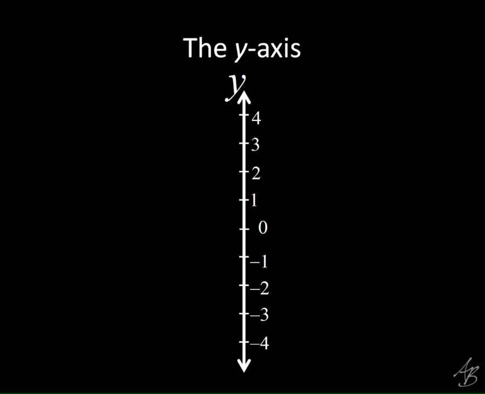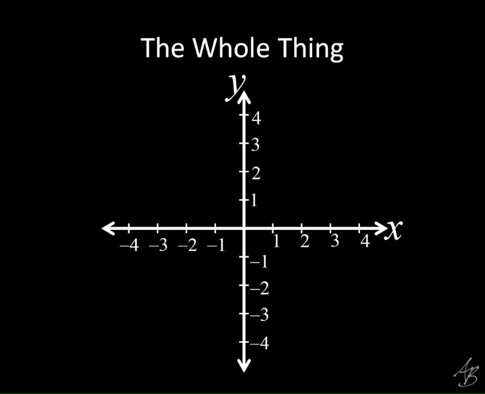So when we put it together, the whole thing gives us our coordinate plane. We have an x number line here, we have a y number line here, and one of them's horizontal, one of them's vertical. The x-axis is always going to be horizontal, the y-axis is always going to be vertical. All right? So, a couple of things.